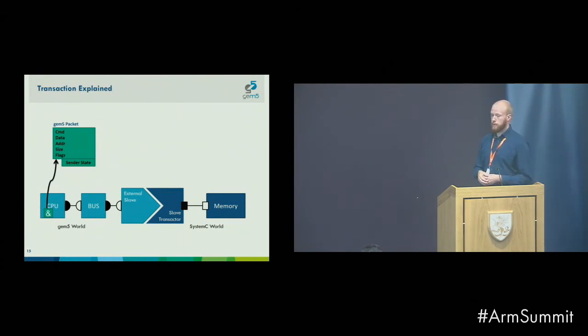And this is basically how it works. It works similarly for the other way around. So when we want to communicate from SystemC to Gem5, then we create a Gem5 packet, and we hook the original generic payload as a sender state to the Gem5 packet.